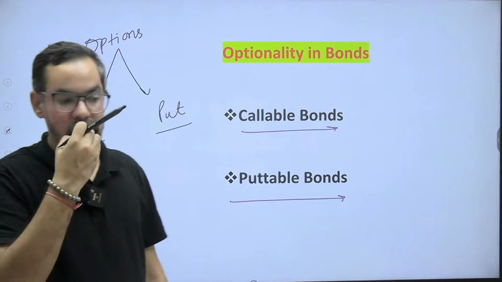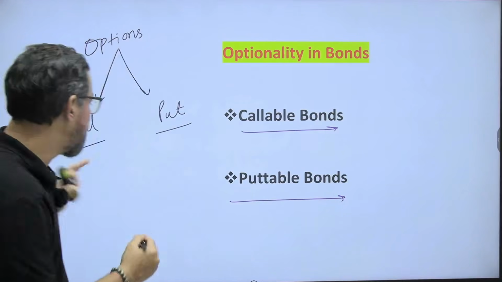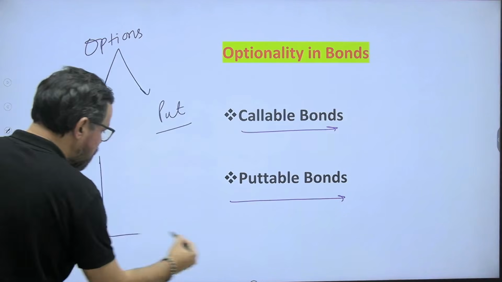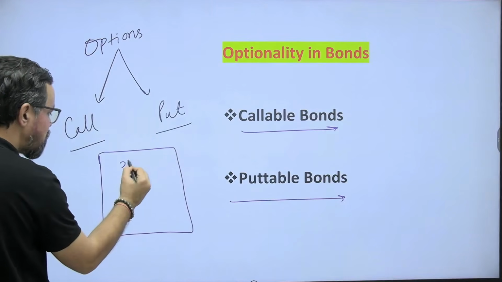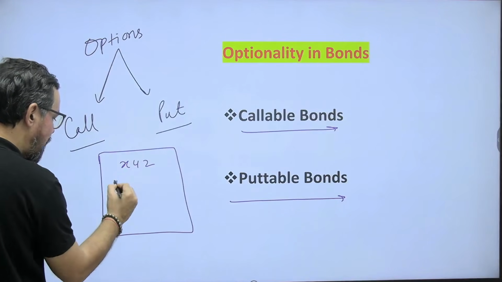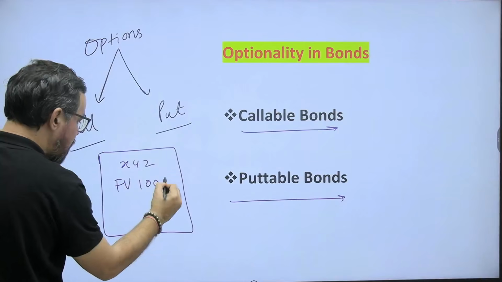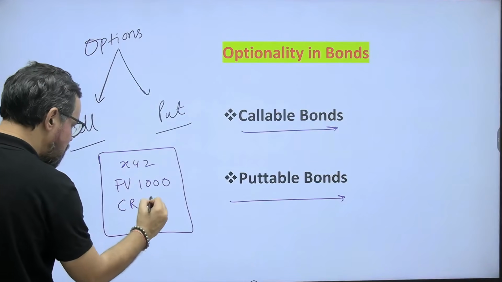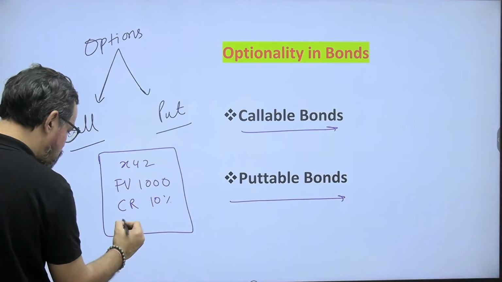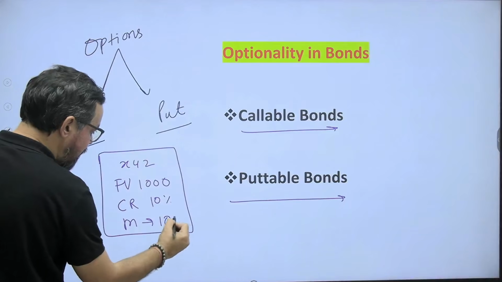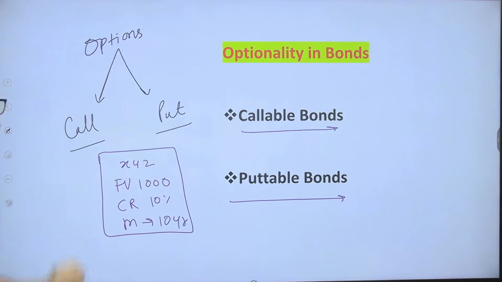Optionality in bonds. Now see how this basically works. Let's say there is a company XYZ Limited which issues a bond at a face value of 1000. Coupon rate is, suppose, 10% and the bond maturity period is 10 years. They issued this particular bond for 10 years.